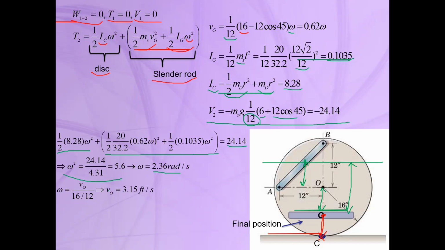And to obtain the velocity of the mass center, you know that the velocity of the mass center is equal to r times omega. And r in this case is equal to 16 inch. We should convert it into foot, so 16 divided by 12. So the velocity of the mass center is 3.15 foot per second.